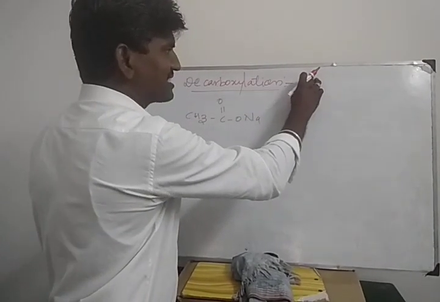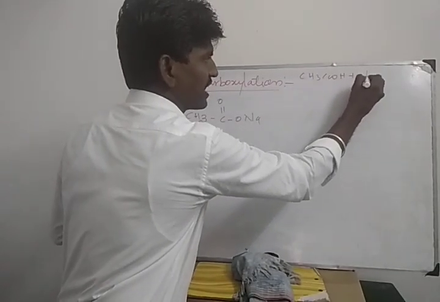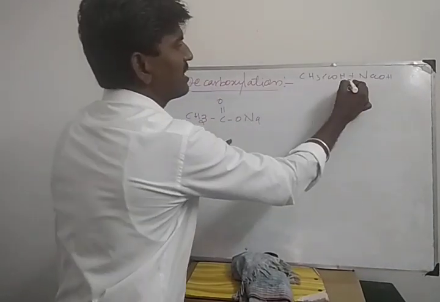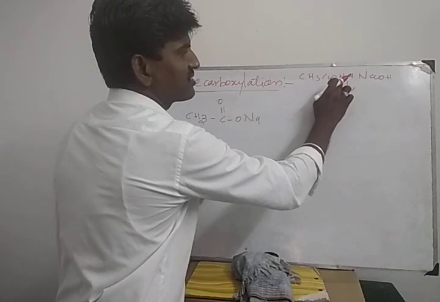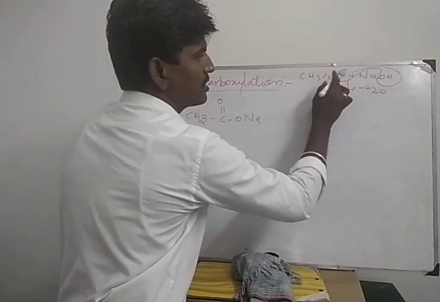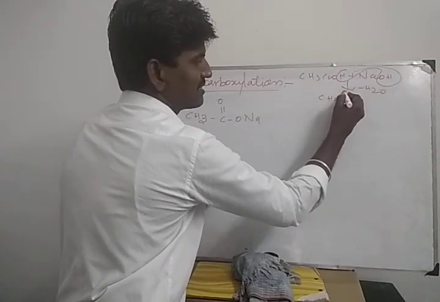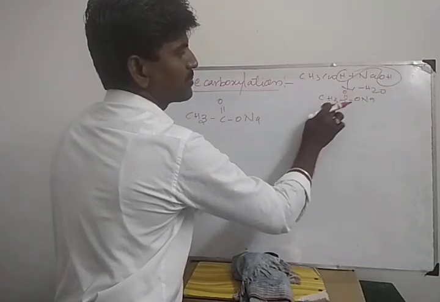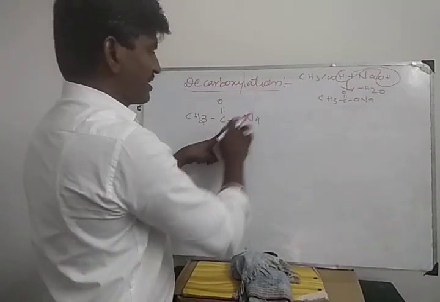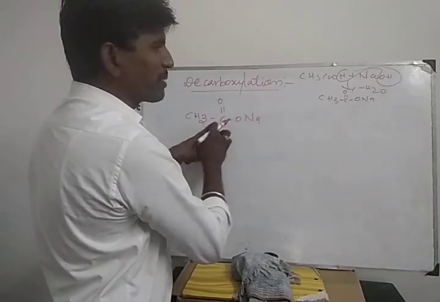When carboxylic acid, for example acetic acid, reacts with sodium hydroxide, that is the first step. You should not take carboxylic acid, you have to take the salt only. What will happen? This is acid, so it gives H plus ion. Base gives OH minus ion. 1 mole of water is removed. CH3COO minus Na plus. Are you clear? This is the sodium salt of carboxylic acid, sodium acetate. So when acetic acid reacts with sodium hydroxide, you get sodium acetate.